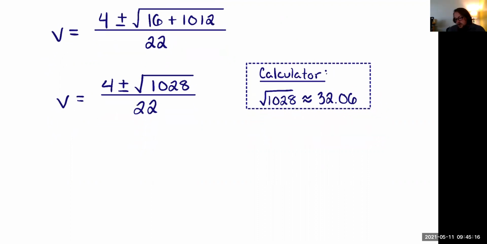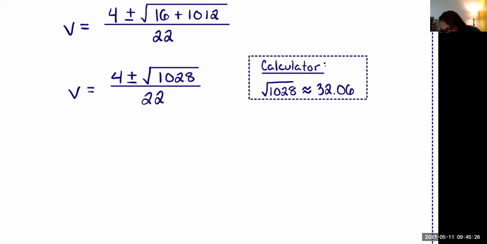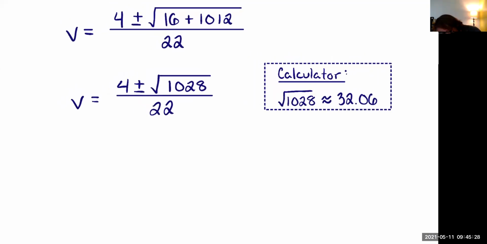So now that we have the approximate value for the square root of 1028, I can go back to where we were at and I can replace the square root of 1028 with that 32.06 we found. So V is approximately 4 plus or minus, not the square root, 4 plus or minus 32.06 all over 22.